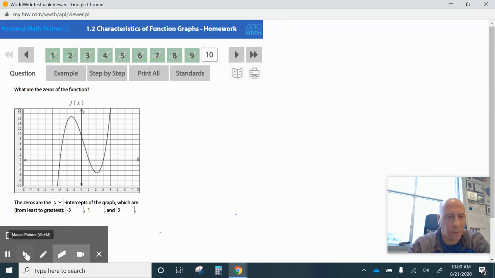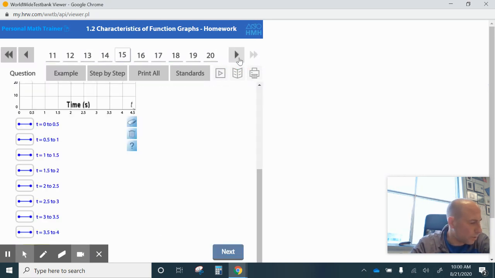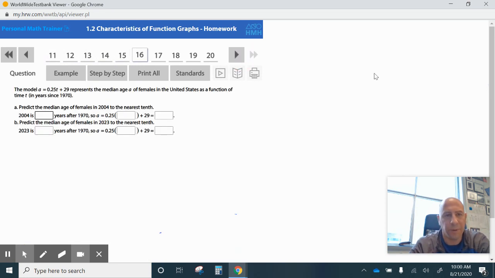All right, and we're actually going to skip questions 11, 12, 13, 14, 15, and we're going to start on 16 and do 16 through 20. The model A equals 0.25t plus 29 represents the median age A of females in the United States as a function of time t in years since 1970. Predict the model median age of females in 2004 to the nearest tenth. Okay, so 2004 is 34 years after 1970. If you add 30 to 1970, that's 2000. Add 4, that's 34 years. So we're going to put in 34.